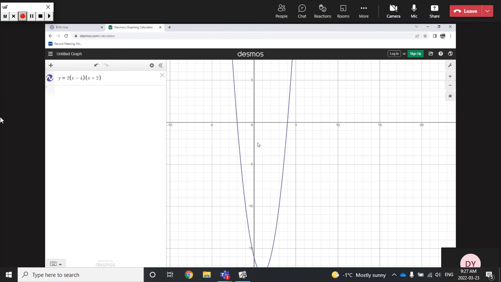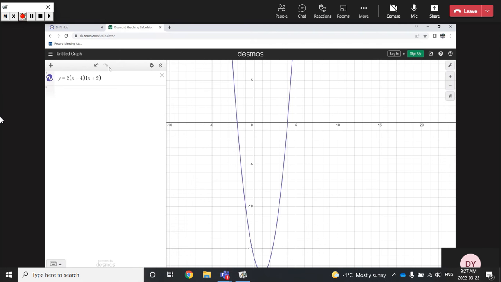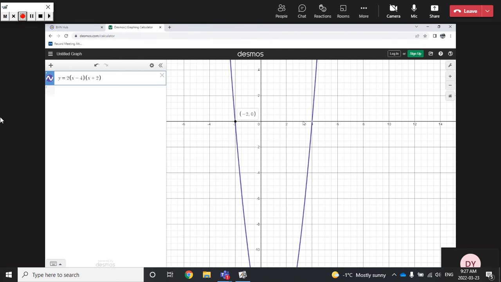The question asks, first, what are the zeros, right? And in the slide before, we said the zeros are quite literally the values of r and s. Now let's go ahead and look at what Desmos is saying to us. Oh, okay, here are our zeros. Now look carefully at these zeros, or x-intercepts. We have -2 and +4.